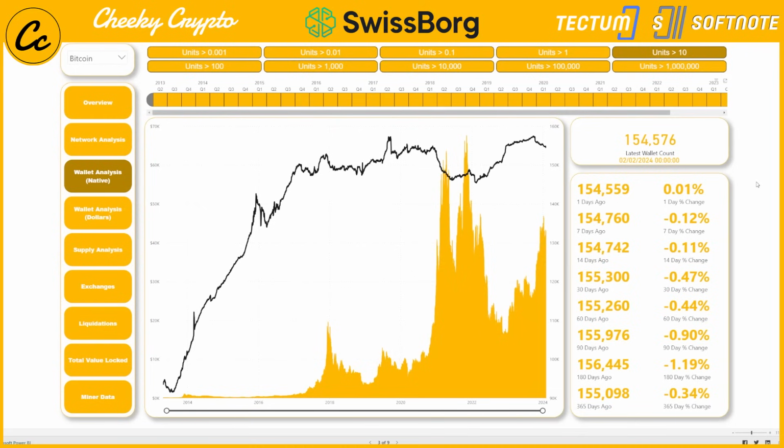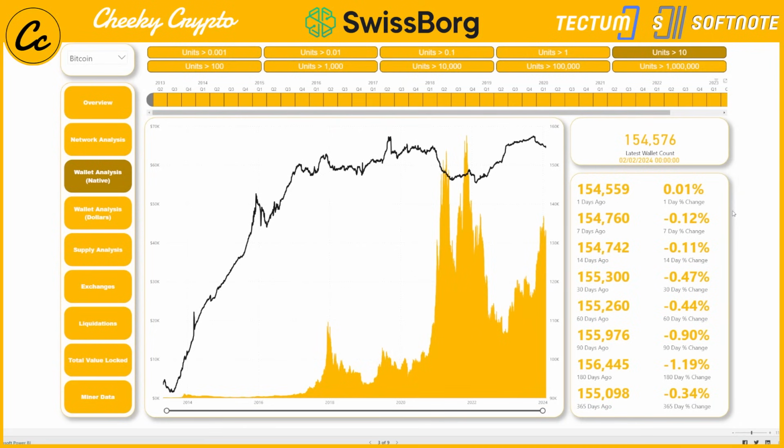You can see that they're down 0.34% in the last year, down 1.19% in the last 6 months, down 0.9% in the last 90 days. And you can see here that actually across all of these metrics, minus the last 24 hours, they've been down. They're basically just coming out of their positions. They've been selling their Bitcoin to retail investors during the move to the upside, right?